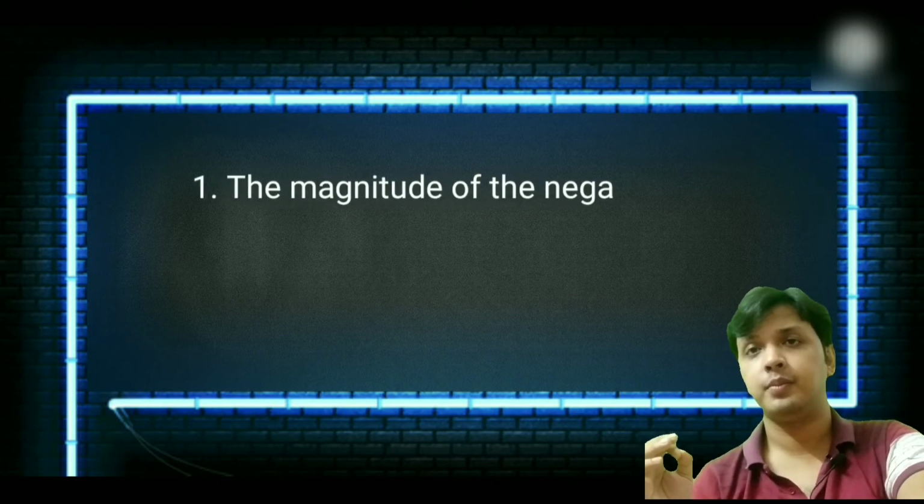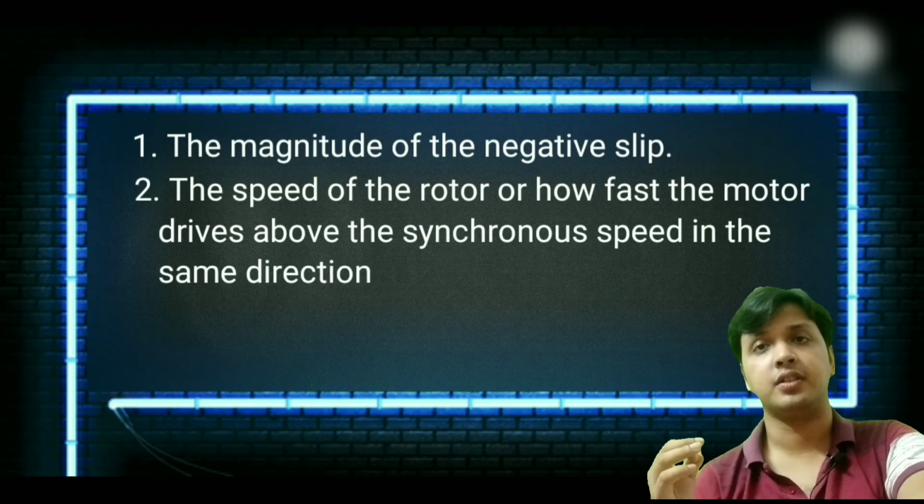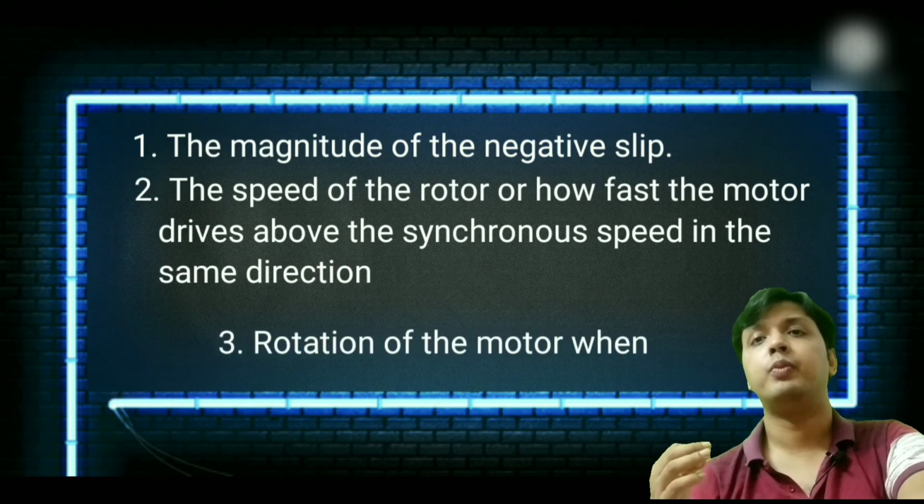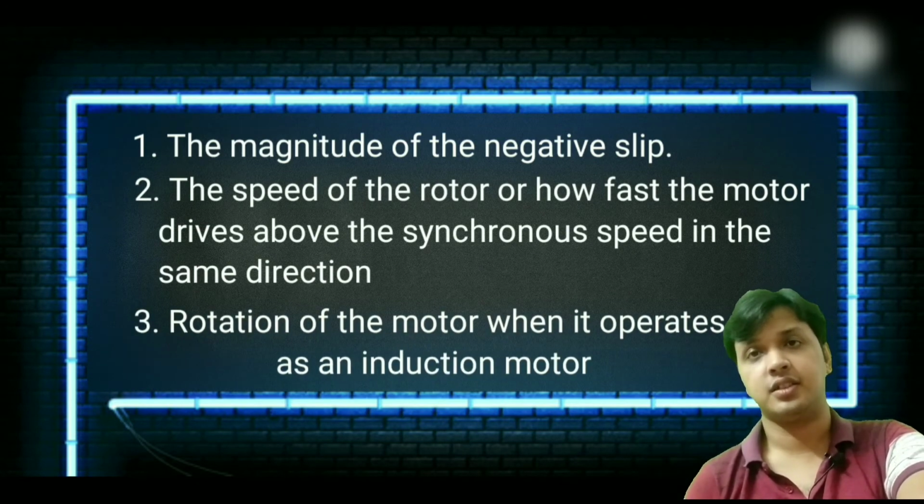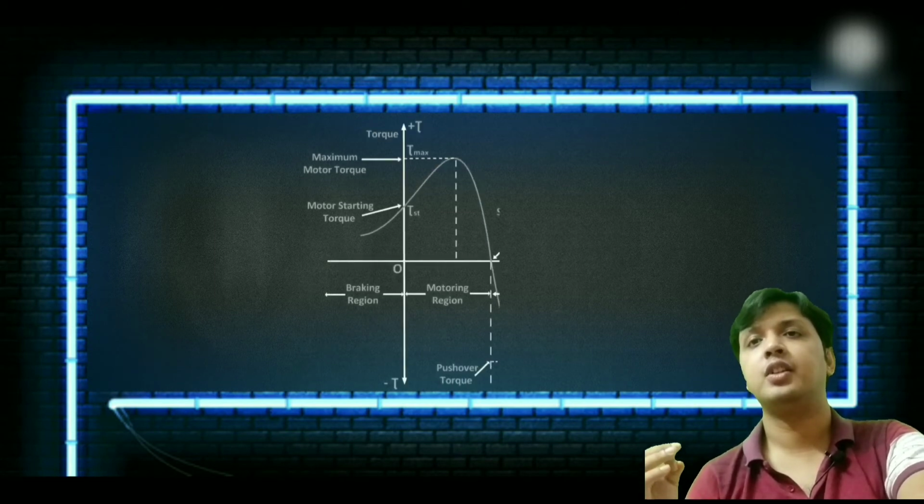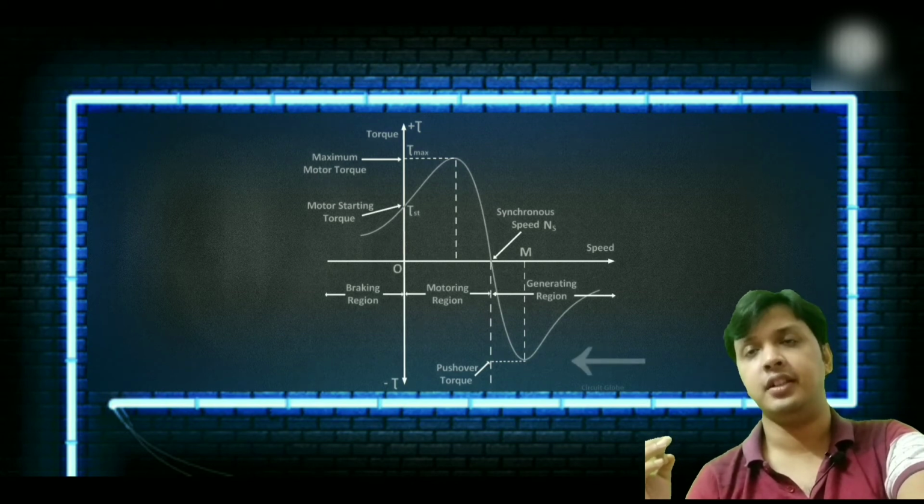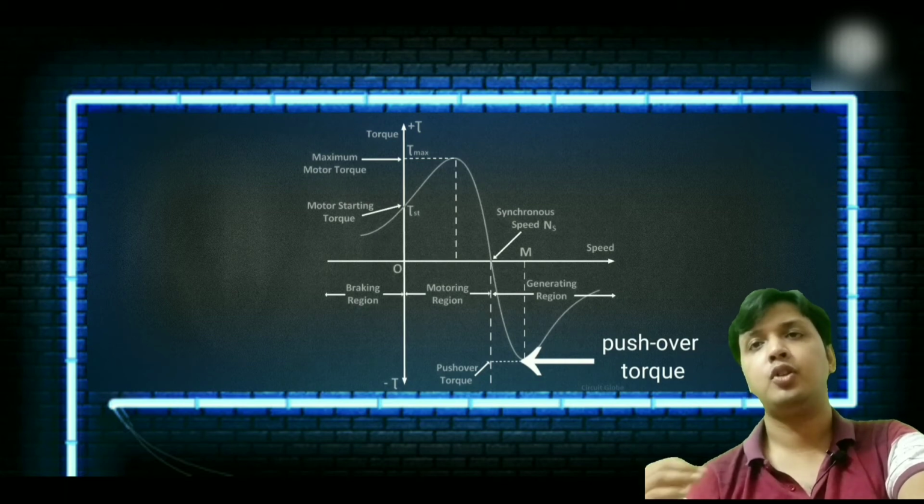The output of the induction generator depends upon the following factors: the magnitude of the negative slip, and the speed of the rotor, or how fast the motor is driven above the synchronous speed in the same direction of rotation when it is operated as an induction generator. It is clear from the torque speed characteristic of an induction machine that the maximum possible induced torque occurs in the generating mode. This torque is known as pushover torque. If the torque becomes greater than the pushover torque, the generator will overspeed.